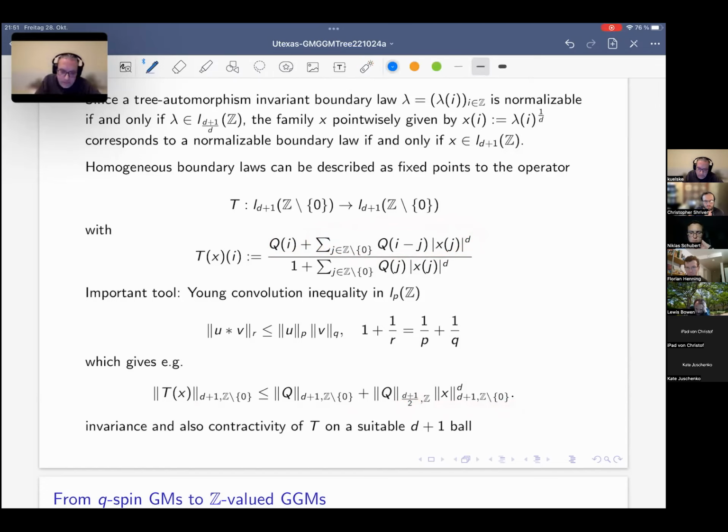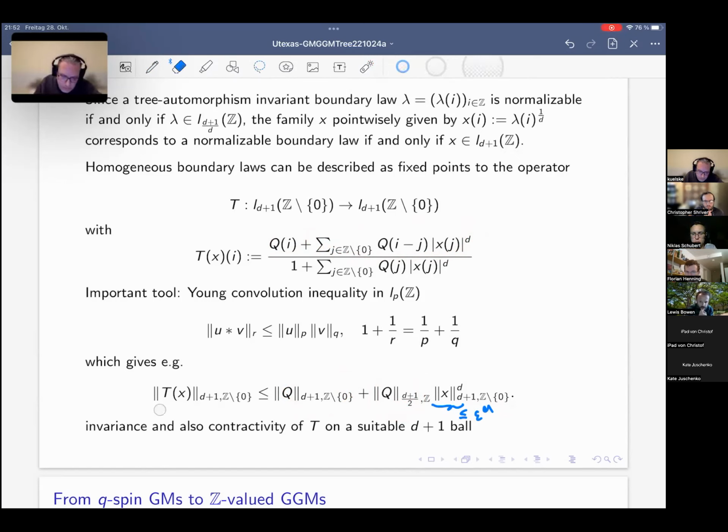Now, if we assume that this thing is small, and it had a name before, then we find that this is less than or equal to epsilon to the d. So if x is in an epsilon ball with respect to the d plus 1 norm, then this is also.